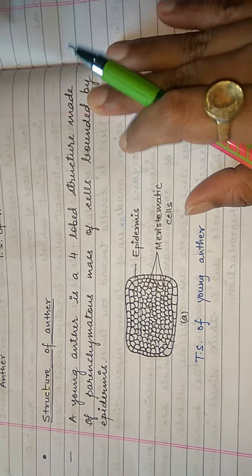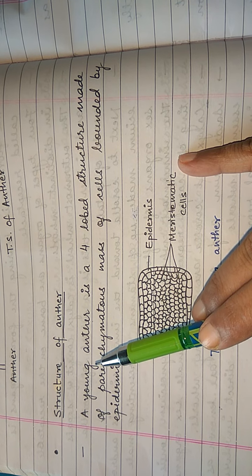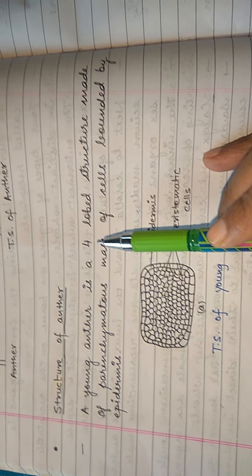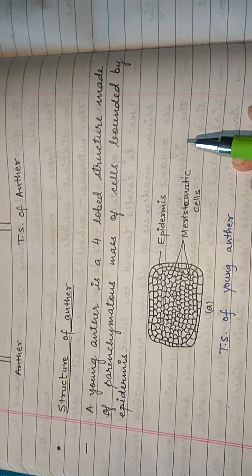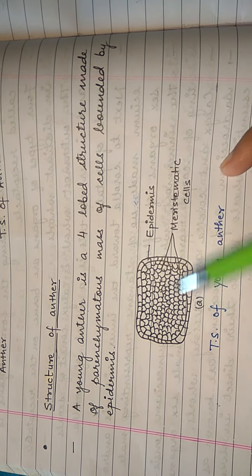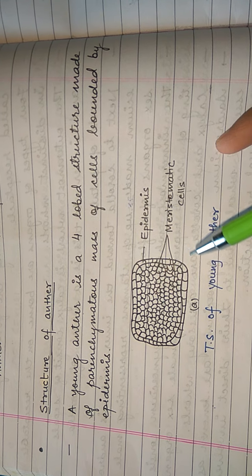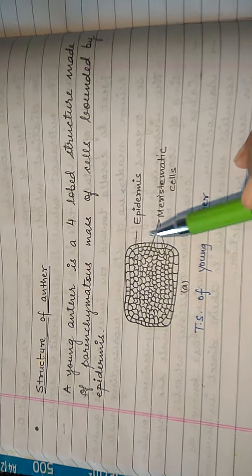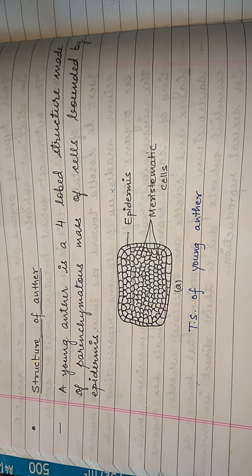Now, the structure of the anther. The young anther is a four-lobed structure made up of a parenchymatous mass of cells bounded by epidermis. So these are the meristematic cells. This is the TS, that is, transverse section of a young anther.